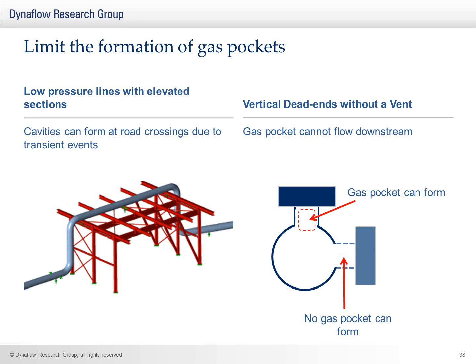If we want to limit the formation of gas pockets, then we should consider that low pressure lines, for example, if the pressure is just above atmospheric, low pressure lines with elevated sections can very often have cavities forming during transient events. For example, this is an example of the road bridge.